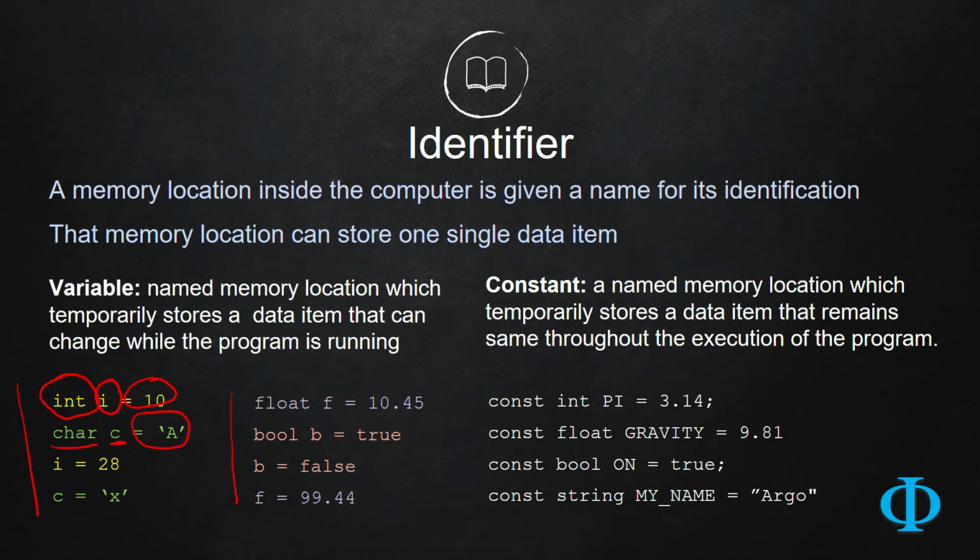When it comes to a constant, where you cannot change the value, for some global constant value like pi or gravity, you have to use the const keyword before the data type name and the identifier name. Everything else is the same, but you have to use the const keyword if you want that these values should not be changed anywhere in the program.